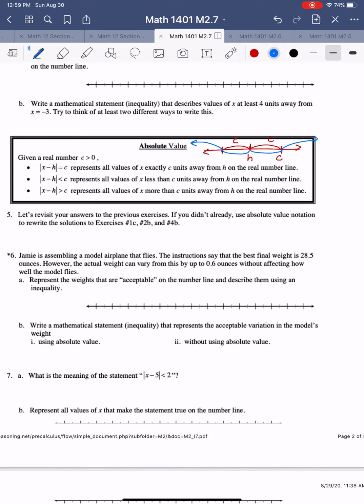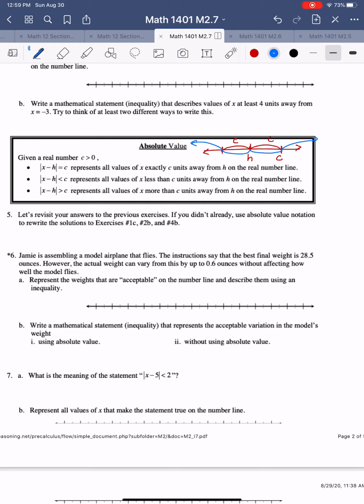Jamie's assembling a model airplane that flies. The instruction says that the best final weight is 28.5 ounces. However, the actual weight can vary from this by up to 0.6 ounces without affecting how well the model flies. Represent the acceptable weights on the number line, and then describe them using an inequality.